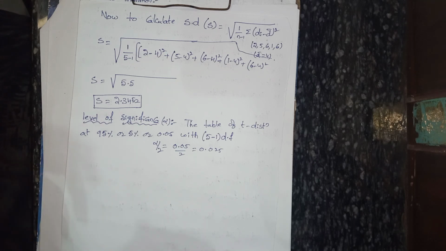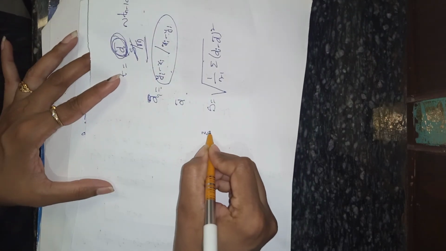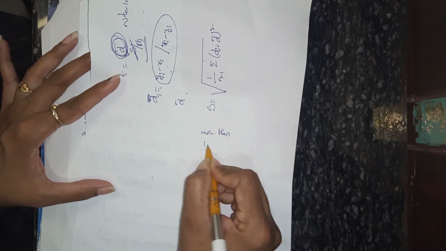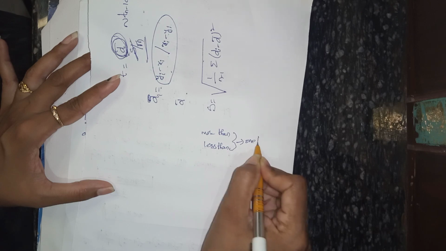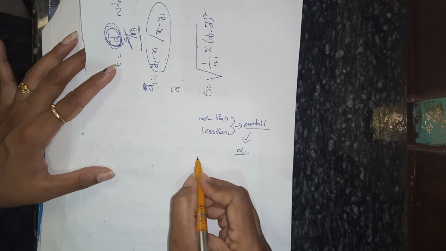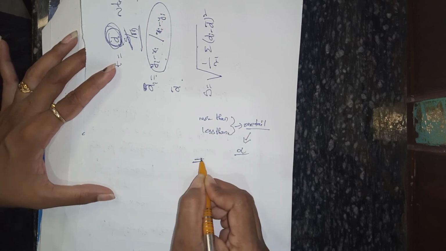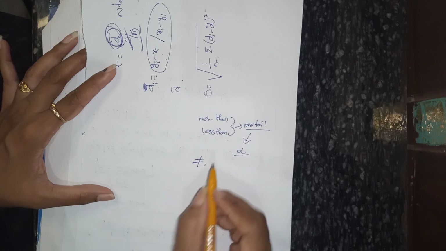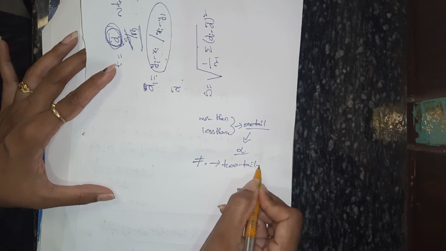So how can we know whether to select alpha by 2 values or alpha values? It depends on the question. In the question, if we get the concept more than or less than, at that time it comes under one tail. So one tail, in the sense, we have to use alpha. If it comes equal to, or not equal to, at that time we have to use two-tailed.